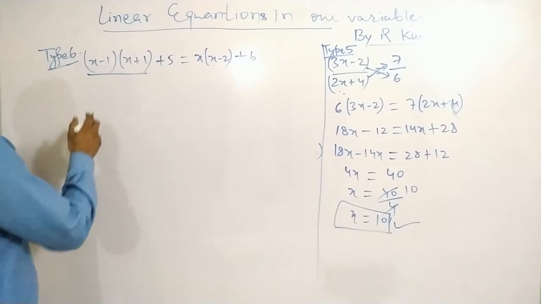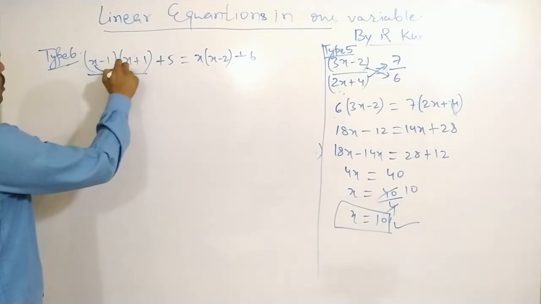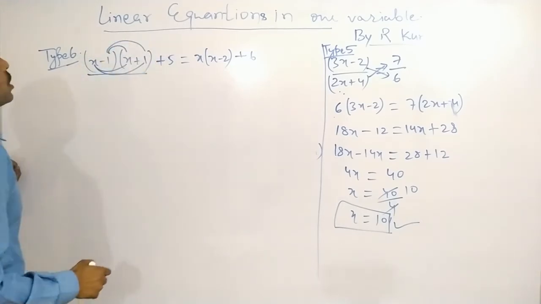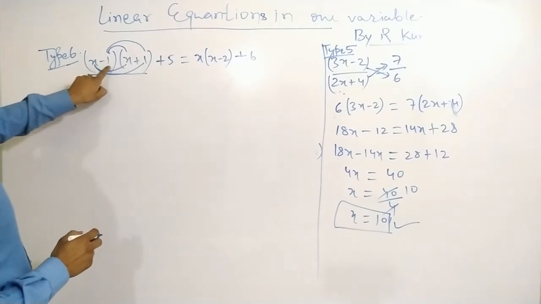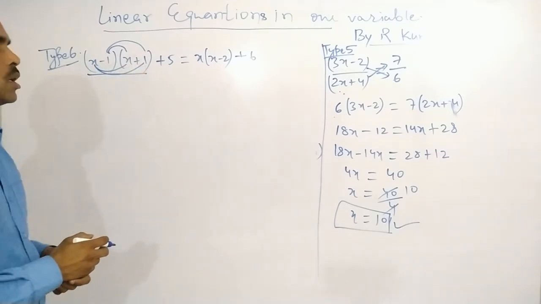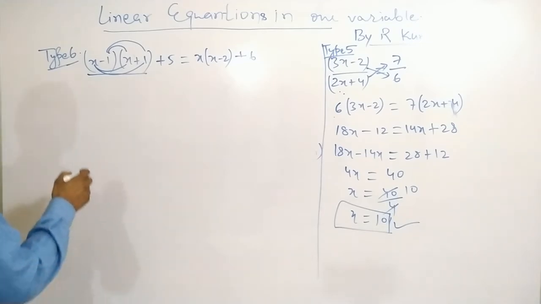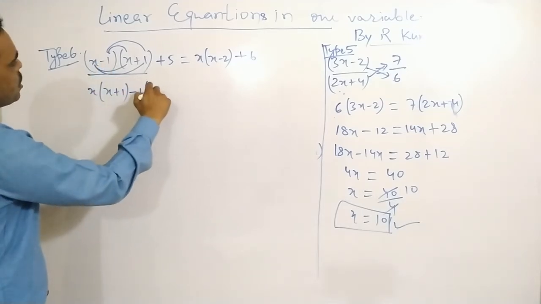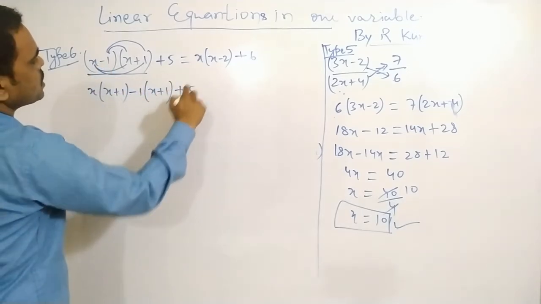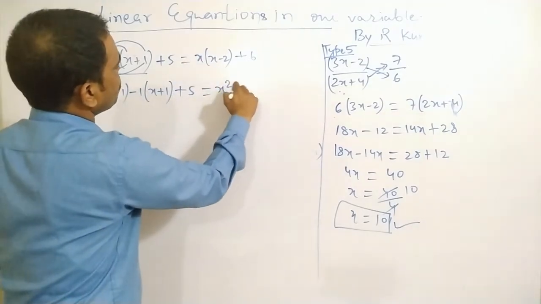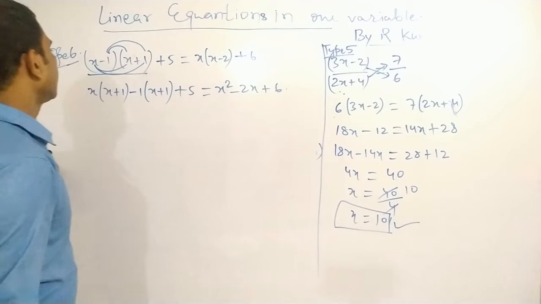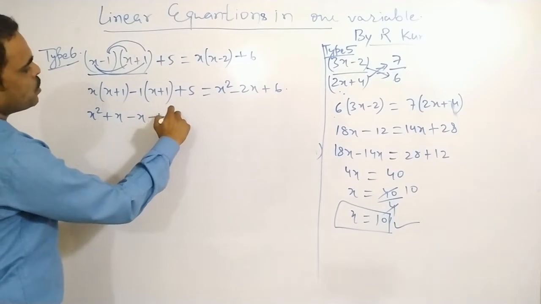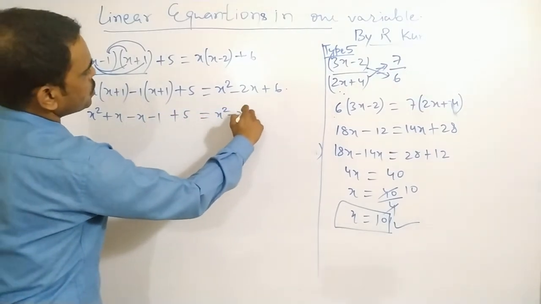We will simplify it. Here x will be multiplied by x + 1, and then -1 will be multiplied by x + 1, plus 5 is there, so that we will write. You can see this is (a - b)(a + b), so you can do it directly, but I want you to multiply it. Now x² - 2x + 6 on this side. This side we simplify: x² + x - x - 1 + 5 = x² - 2x + 6.